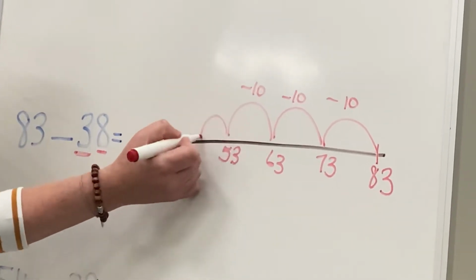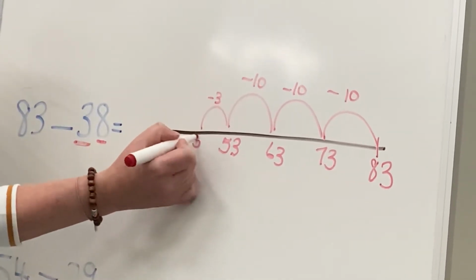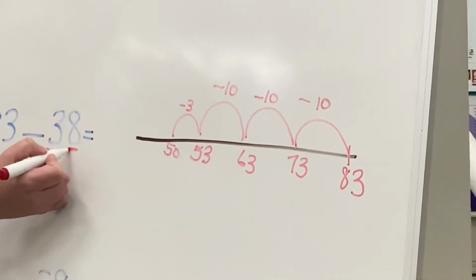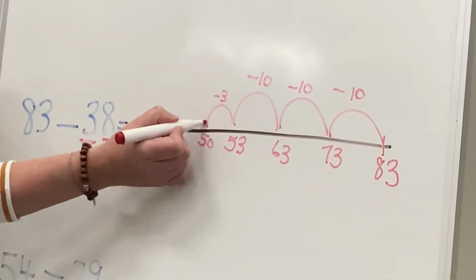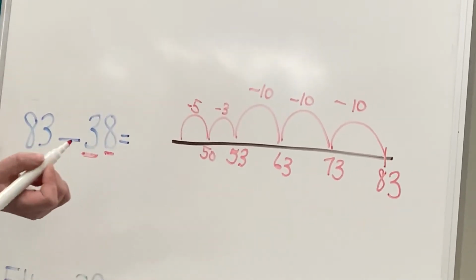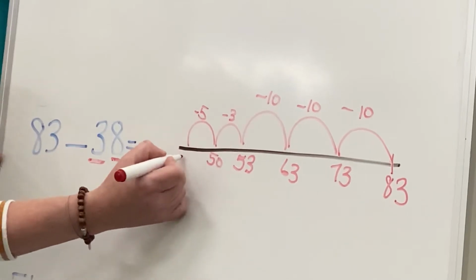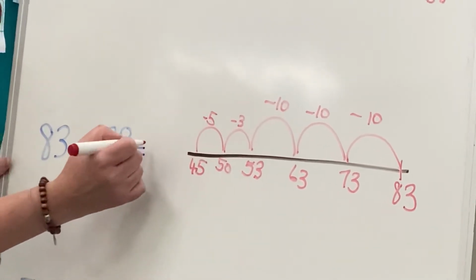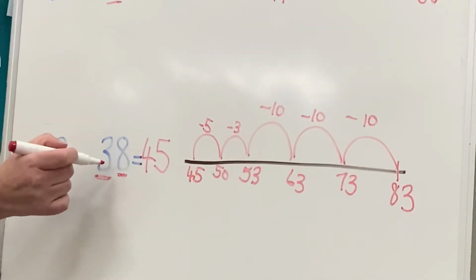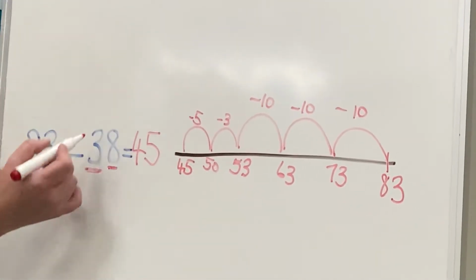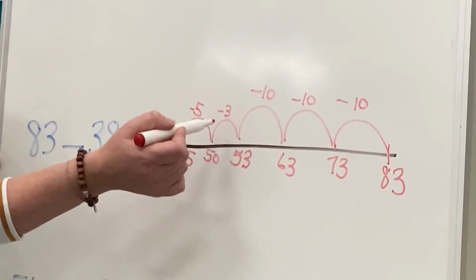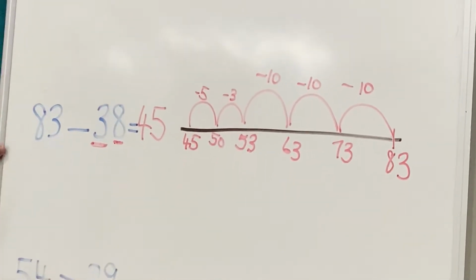Well, it's easy to take 3 off because that gets to 50. 53 take off 3 is 50. If you want to take off 8, you've got to take another 5 off. Take off 3, take off 5, that means you've taken off 8. So take off 5 from 50, that's easy, 45. So 83 take off 38 is 45. Let's check we've taken off 38. 10, 20, 30, 38, we've taken off 38.